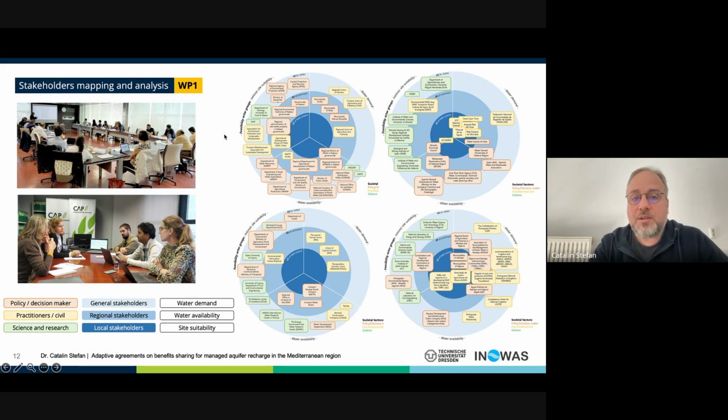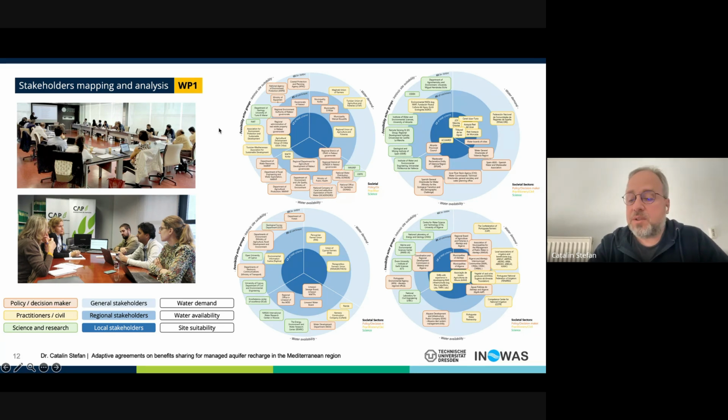We have practitioners, let's say organizations who implement these projects, and also civil organizations, NGOs, and so on. And then the scientific and research community who are supporting these decisions with scientific evidence. These are the colors, the red, yellow, green. Then we have the 3 concentric circles, which represent the scale of the stakeholders. On the dark blue in the center are the local scale stakeholders, and we have the regional scale, and then we have the national scale.